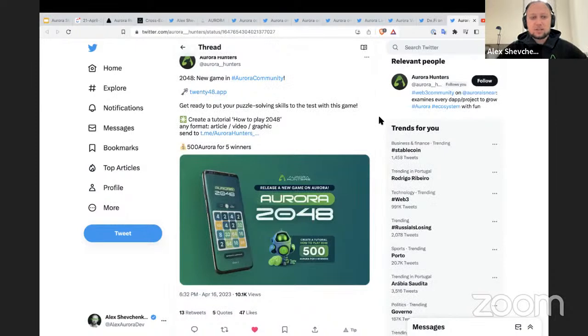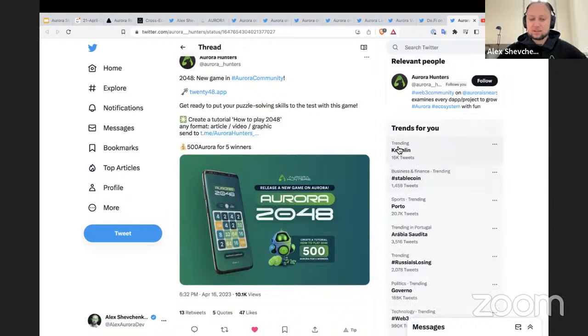And last but not least, the Aurora community released a new game on Aurora, and this time it is 2048. You're able to find it on 2048.app. It is a simple, straightforward game where you need to combine tiles in the power of 2, and your goal is to reach the highest tile that you are able to. The initial game was published around 10 years ago, something like that. I think it was pretty viral back then. And now this game actually works with the Aurora blockchain.